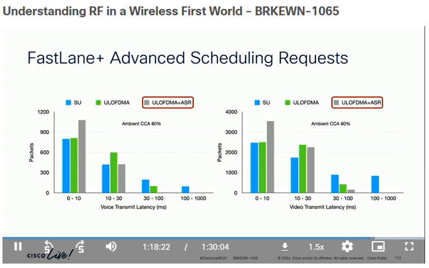But just to show you really quickly the impact and why this is important, what we're looking at here is both voice and video packets. And what I'm looking at is, for each packet, what is the latency that I had? The green one is just normal OFDMA using the buffer status report. The gray is when I'm doing Fastlane Plus.